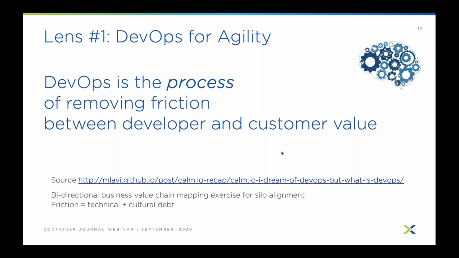And it is a bi-directional value chain mapping exercise. How does the customer also provide value back to the developer as far as feedback in order to give them the right insights to design a better system, design better features, ship better performance? That feedback is just as important. And so that is how we gain the agility of having a continual feedback loop of the software development process.